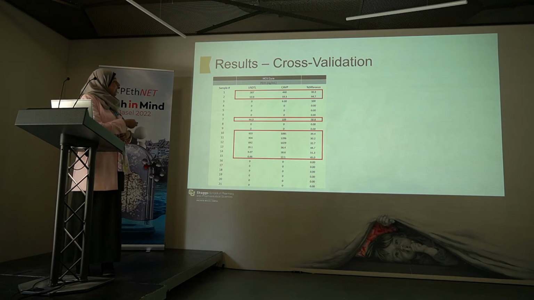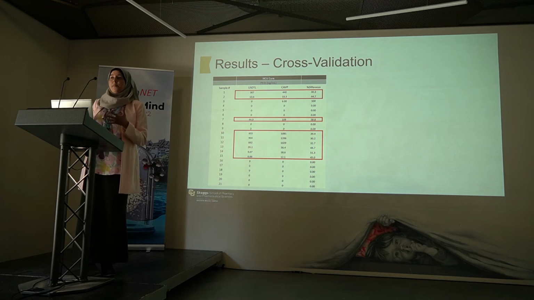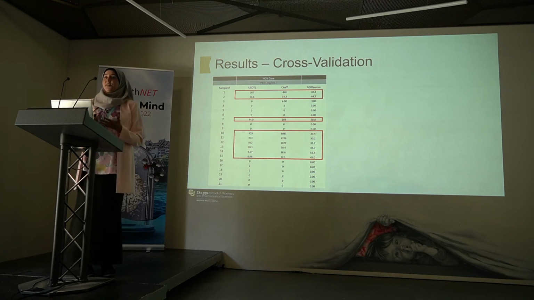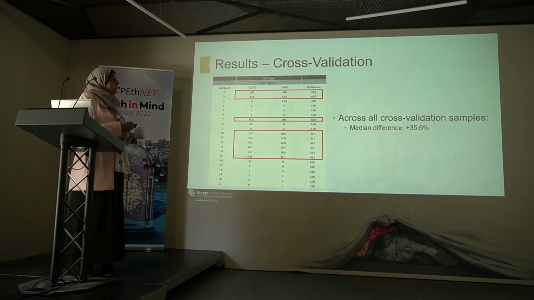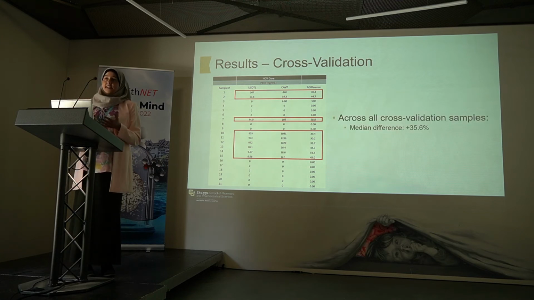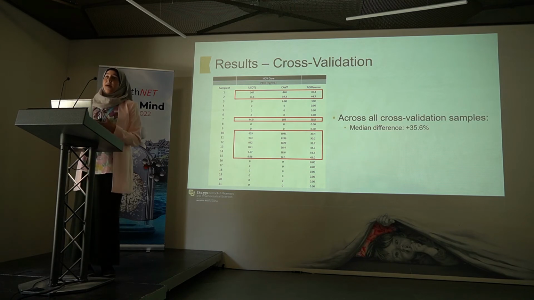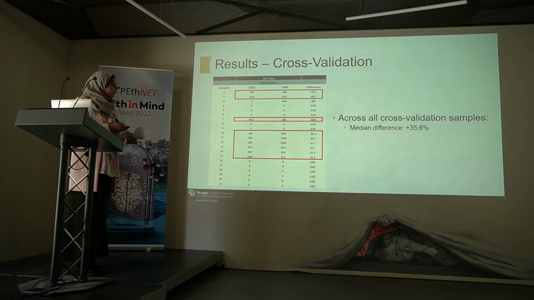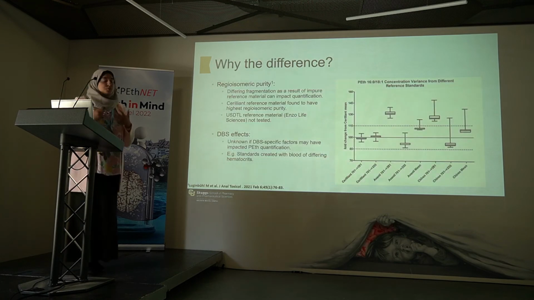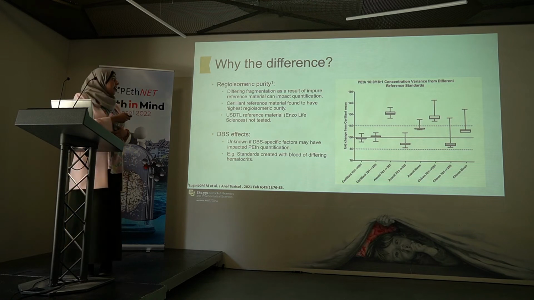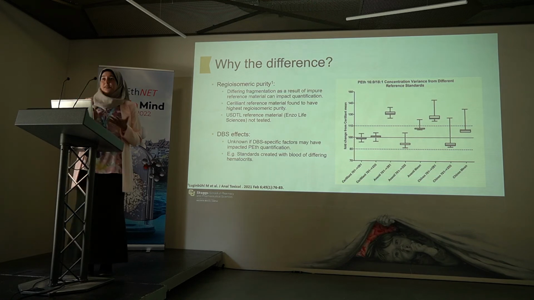However, when we look at samples where we were both able to quantify PEth, you can see that whether we are looking at low, mid, or high concentrations of PEth, we are seeing this consistent 30 to 50% difference in quantification. And ultimately, across all cross-validation samples, we were seeing this median difference of 36%, with our lab having those higher concentrations. So the question becomes, why are we seeing these differences? And we looked through literature to try and identify some of these sources. And one of the things that came up was regioisomeric purity.